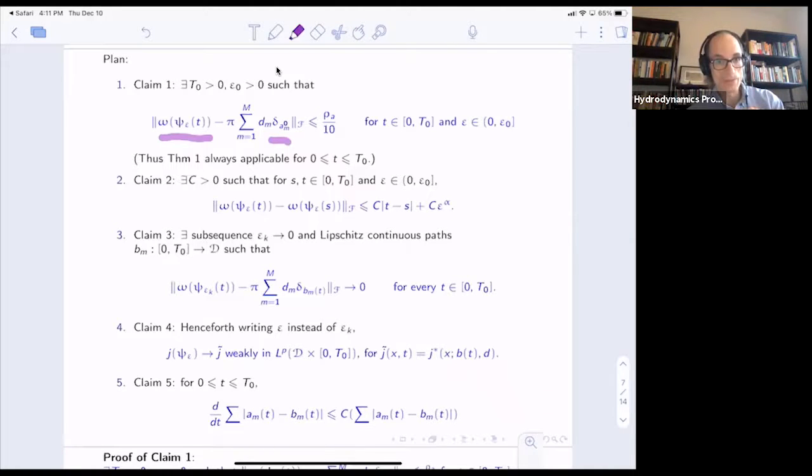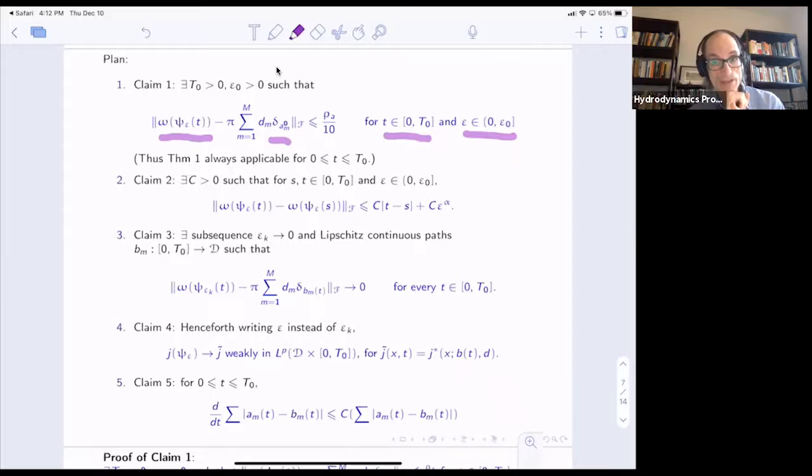And so by assumption, when t is 0, this quantity converges to 0 as epsilon goes to 0. And the claim is that for some interval of time, and for sufficiently small epsilon, the vorticity in the solution... So what this is saying is that there's some interval of time in which the vortices don't move very far from their initial locations. That's what this first claim is, sort of in words.